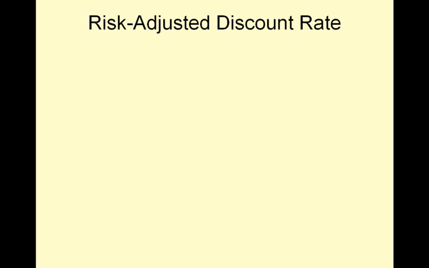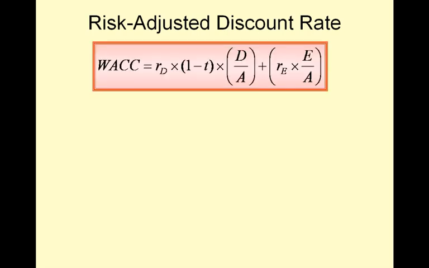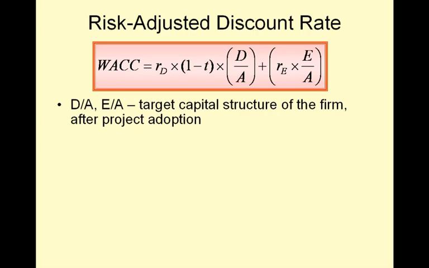To determine a risk-adjusted discount rate, we need to adjust the components of the weighted average cost of capital formula for the risk of the project. Here are the components. First, the capital structure of the firm, or the target capital structure of the firm after project adoption, which is measured by the debt and equity financing ratios. Second, the marginal tax rate of the firm.